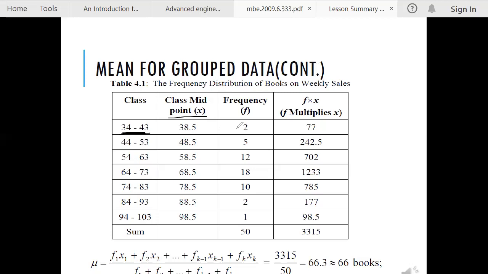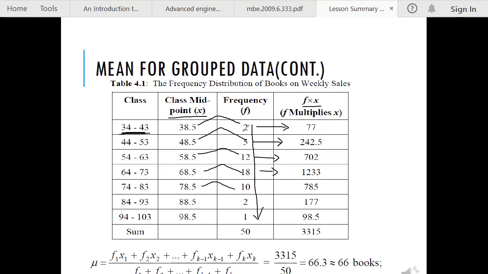after we've obtained our midpoints, we create another column, which will be f times x. So we multiply each f with its x. This times this will give us 77. This times this will give us 242.5. This times this should give us 702. This times this should give us 1222, then 1233, and this times this should give us 785. Good.